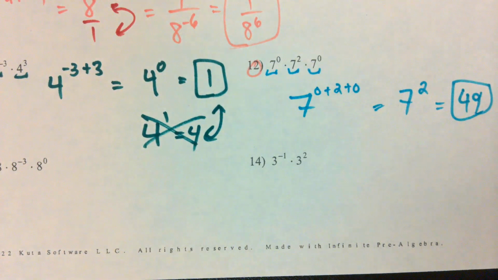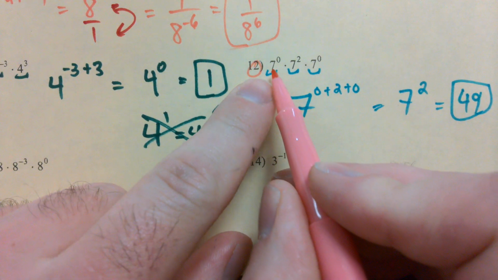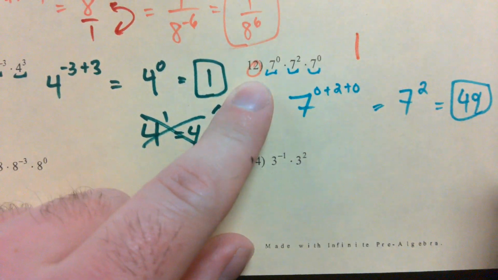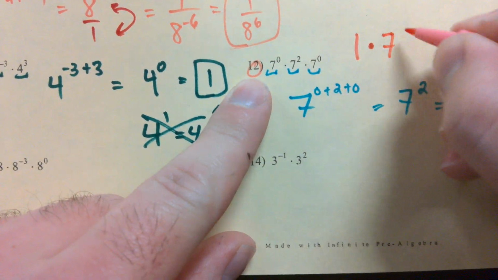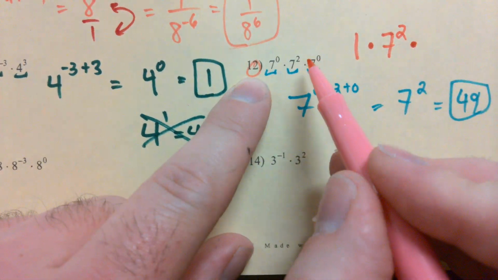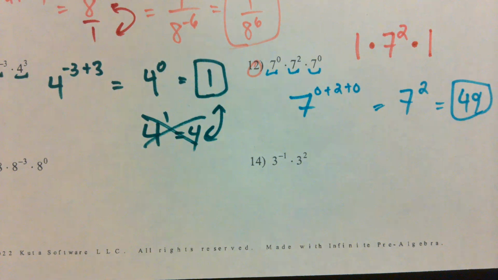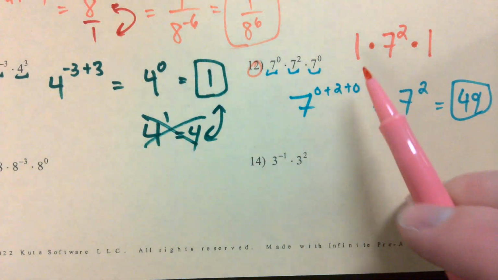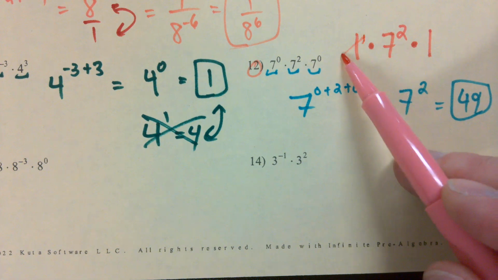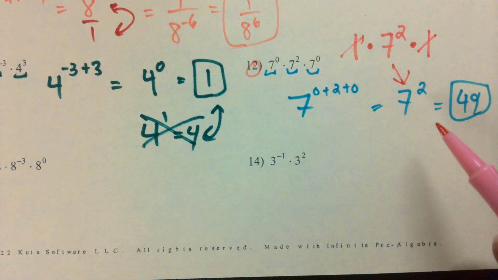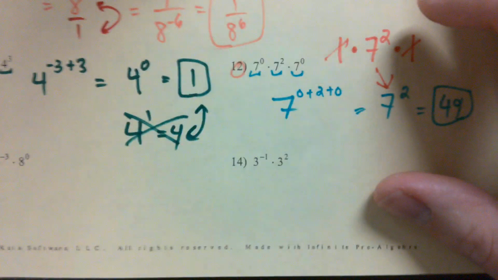Now, there's another way we could have done this, and you may have figured this out. If you remember our lesson from Friday, you would know that 7 to the 0th power is equal to what? 1. 1 times 7 to the 2nd power times, well, another 7 to the 0th power is going to be 1 again. Right? We don't need to multiply the ones. We can just cross those out. And once again, we're left with 7 squared, which is what we got by using the product rule as well.